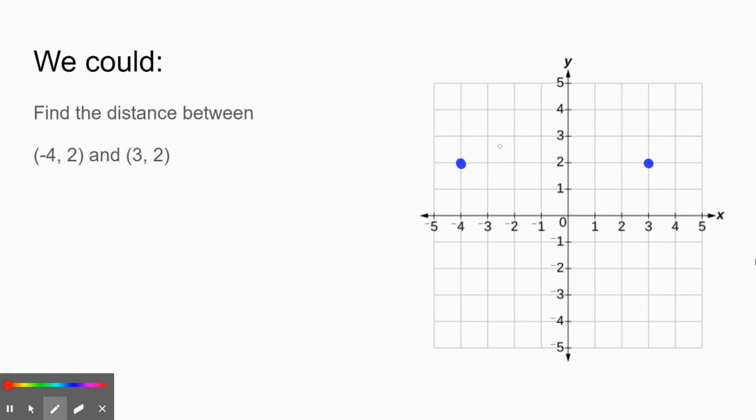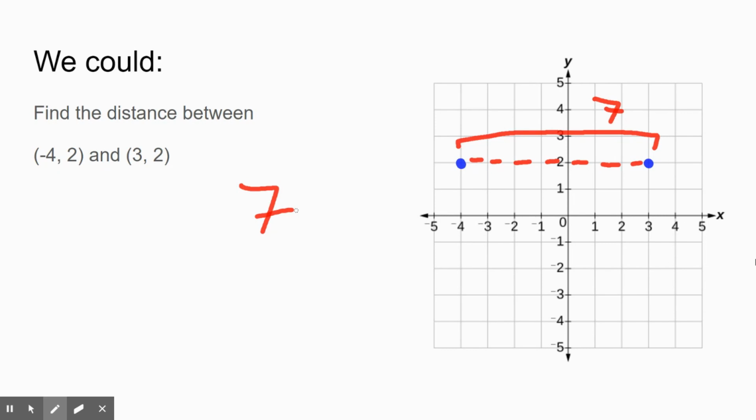We could do that, but that means we have to draw this entire coordinate plane first. We have to label our x and our y axes. We have to make sure our scale is accurate. And if our numbers are really, really big, we're not going to be able to do it this way. We can still do it. For example, we can count, we have a distance of 1, 2, 3, 4, 5, 6, 7 between these 2 points. But it's going to take a whole lot longer than we necessarily want to spend doing this.